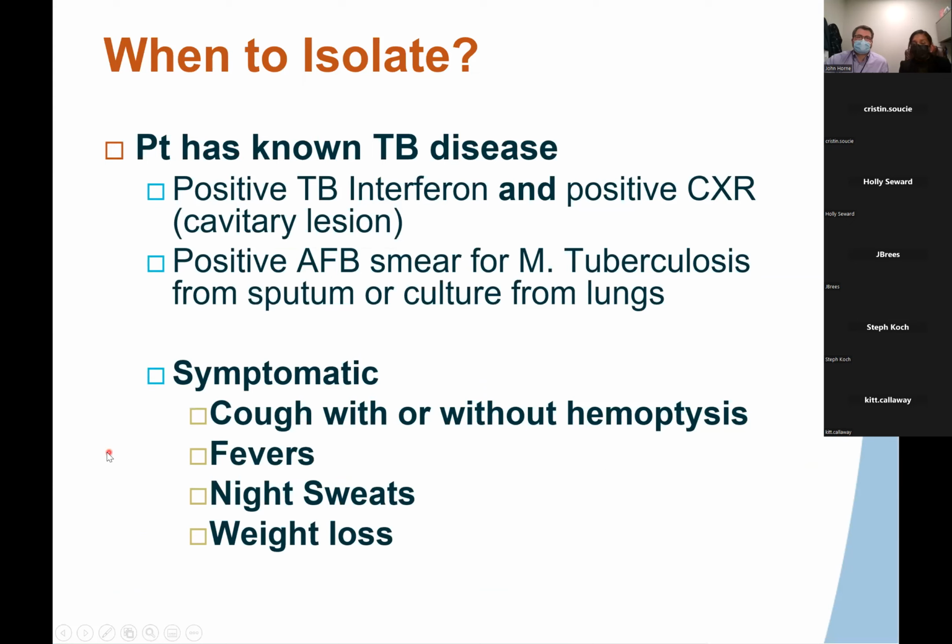So when to isolate a patient is really important. If the patient has known TB, a positive TB interferon test, a chest x-ray with a cavitary lesion, positive AFB smears, and symptoms, if you have any of those things, then the patient should be in isolation.